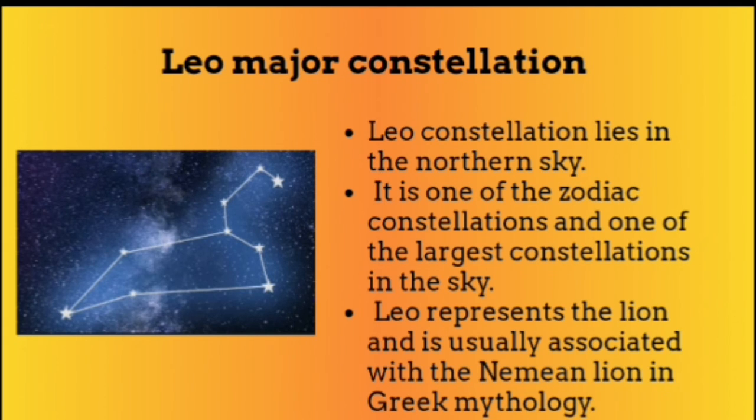Leo constellation. It lies in the northern sky. It is one of the zodiac constellations and one of the largest constellations in the sky. Leo represents the lion and is usually associated with the Greek mythological lion Nemean.